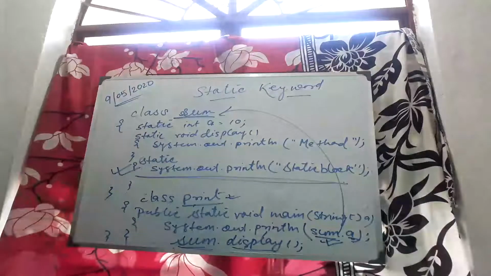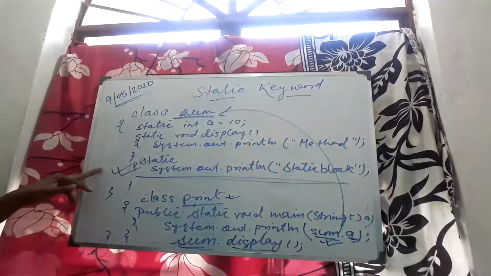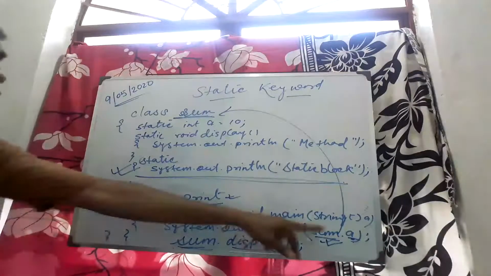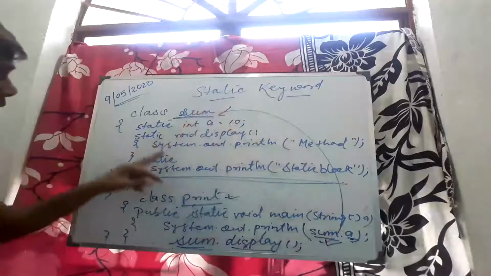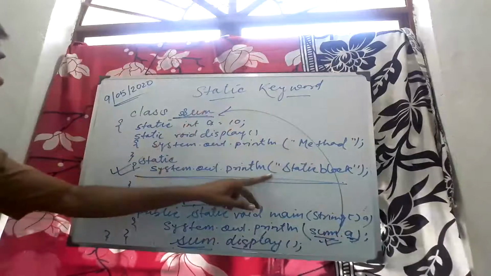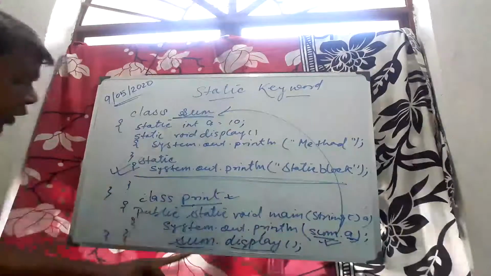Here, this is a static. That means as soon as the reference is used, the control will come to here, and then first it will execute the static block, then it will check what is the value of a, it will print a, and then it will call the method.